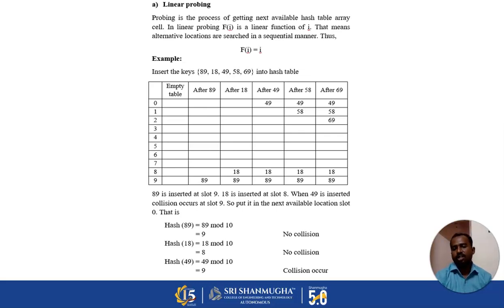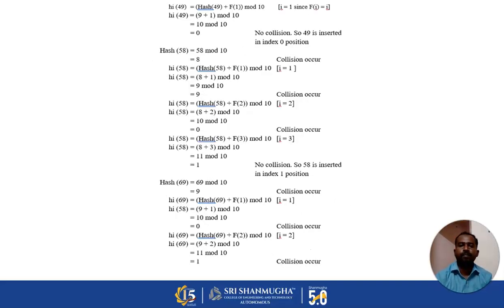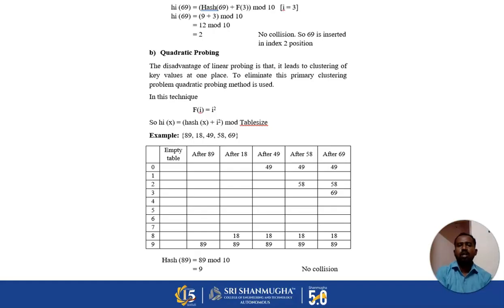That is, hash of 89 equals 89 mod 10 equals 9, hash of 18 equals 18 mod 10 equals 8, no collision, no collision. Hash of 49 equals 49 mod 10 equals 9, collision occurs. The collision occurs for the value 49, and similarly for 58 and 69. These examples show where collisions occur or do not occur.